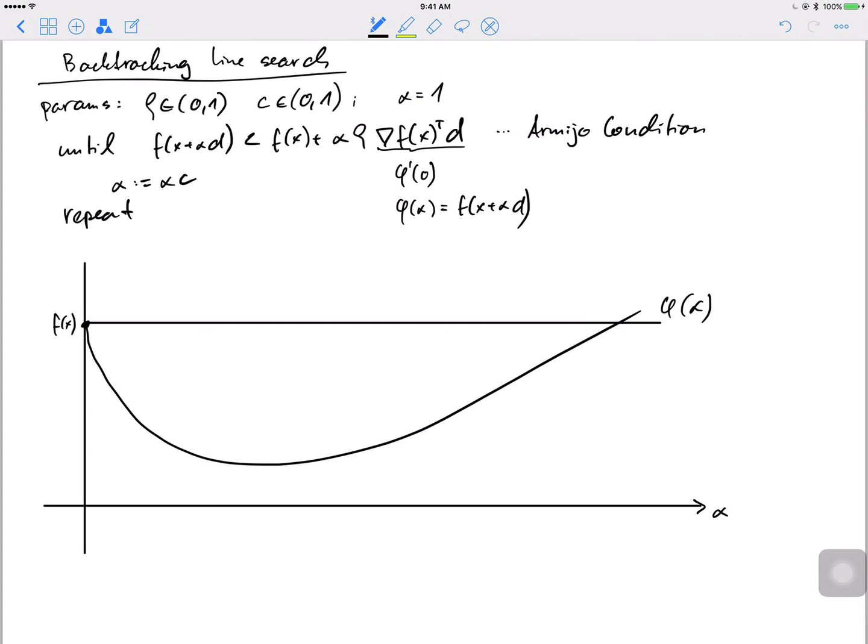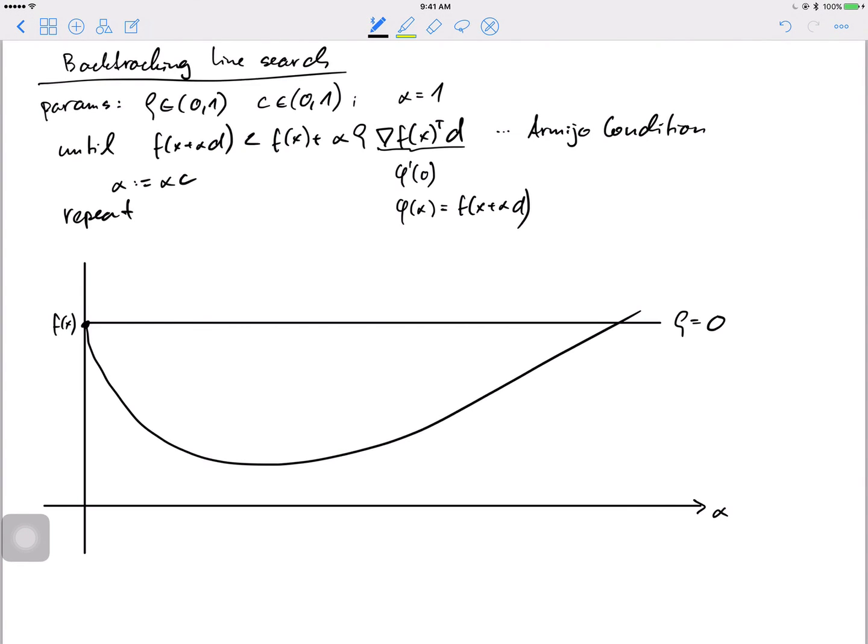So that just means that I'm looking for any value up to here, okay? Any of these values below this line would satisfy the inequality condition for rho equals 0, okay? So for rho equals 0, we would get this line, okay?